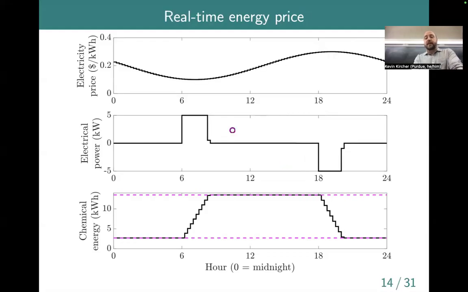What about a real-time price? Here, this is just a simple sinusoidal price. We could just as well plug in, say, the MISO real-time prices from the grid operator in our region. But here we get, again, a kind of predictable behavior. When the price is lowest, during this trough, we fill the battery, and then we just wait, hold on until the price is maximum, and then we dump during that period.